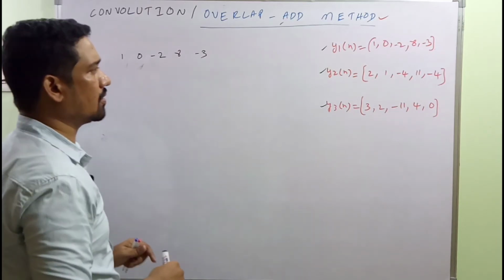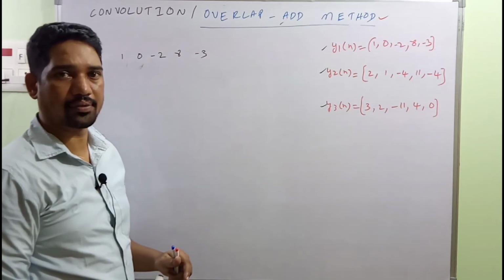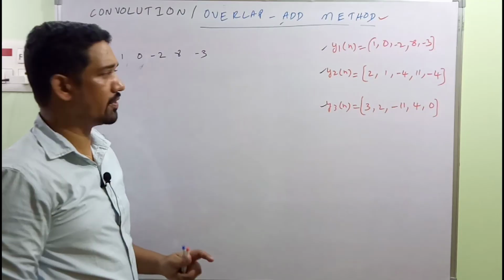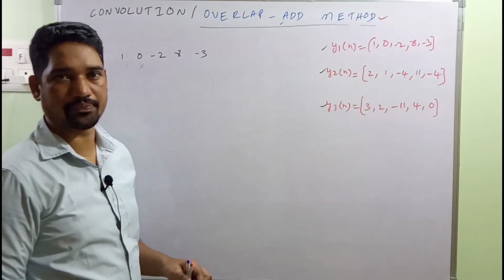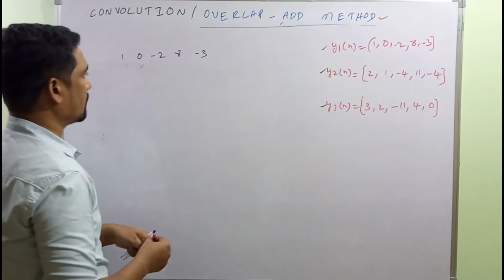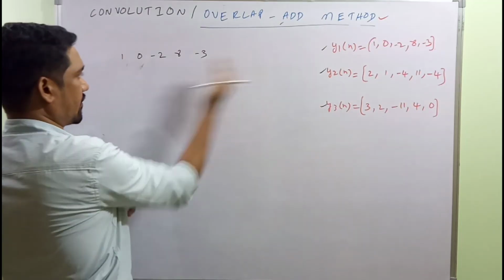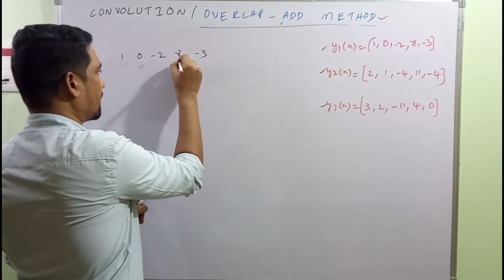How many zeros were padded at the end? That gives us the information of where the second sequence has to start from. The second sequence has to start from here. Now the second sequence will be starting from here.